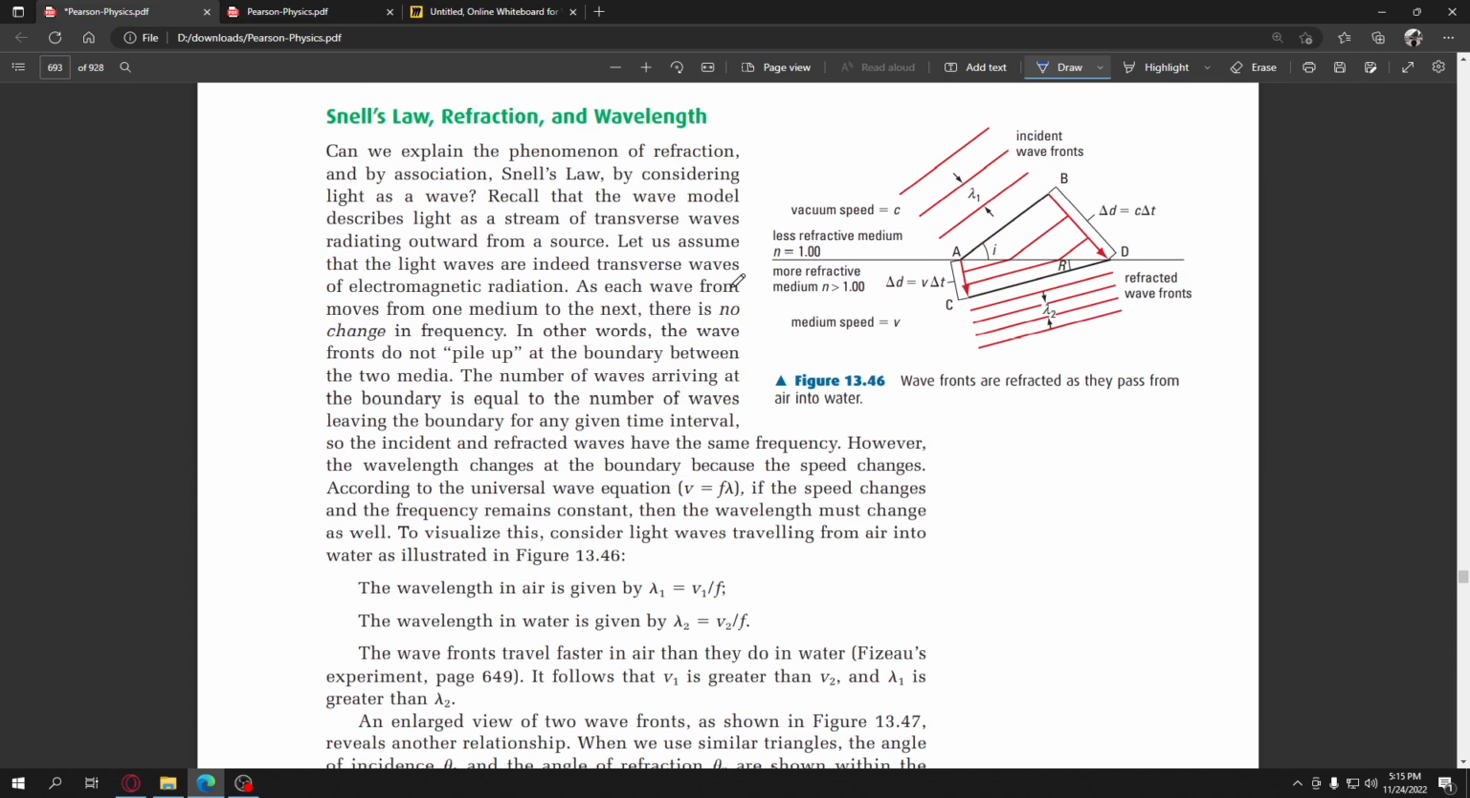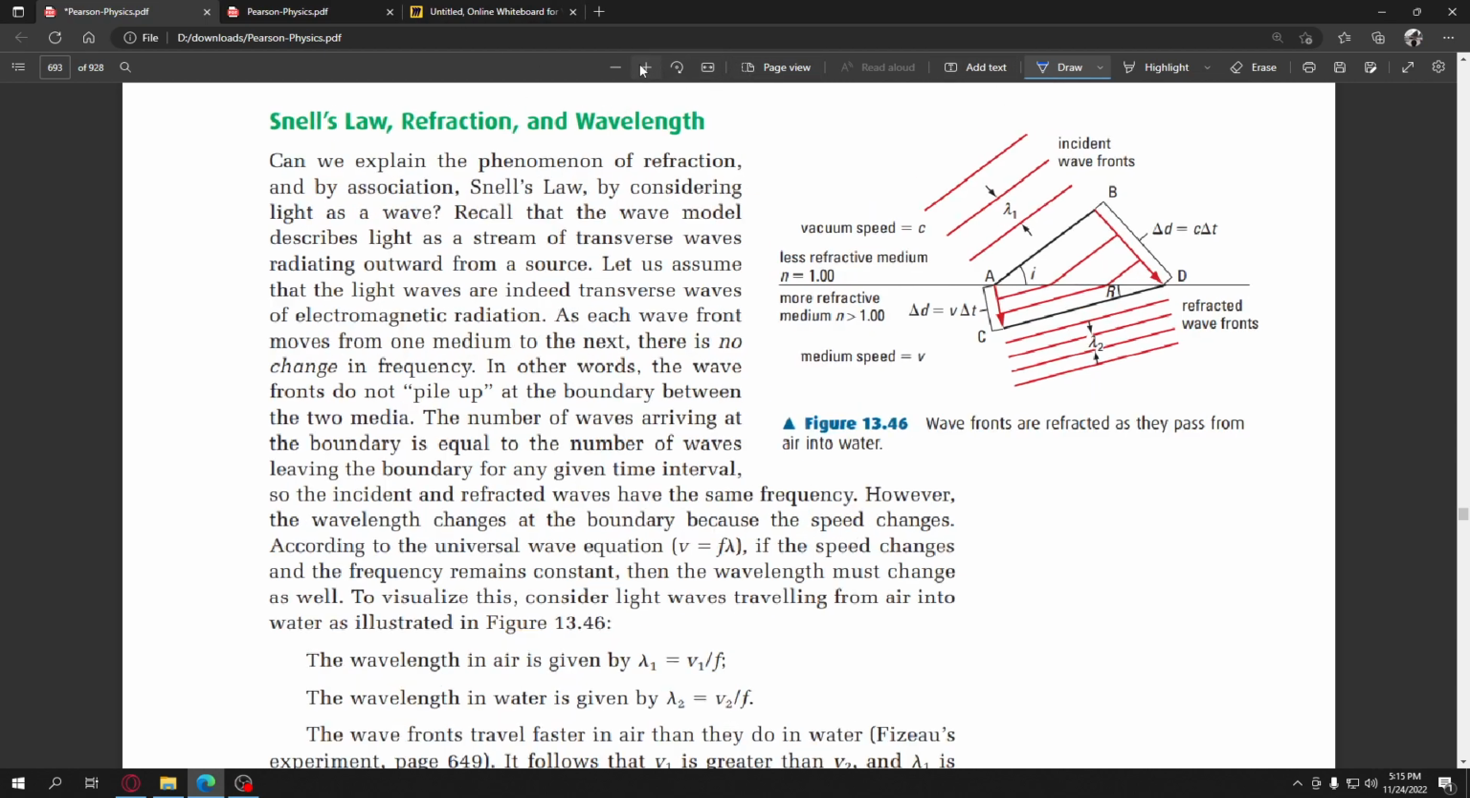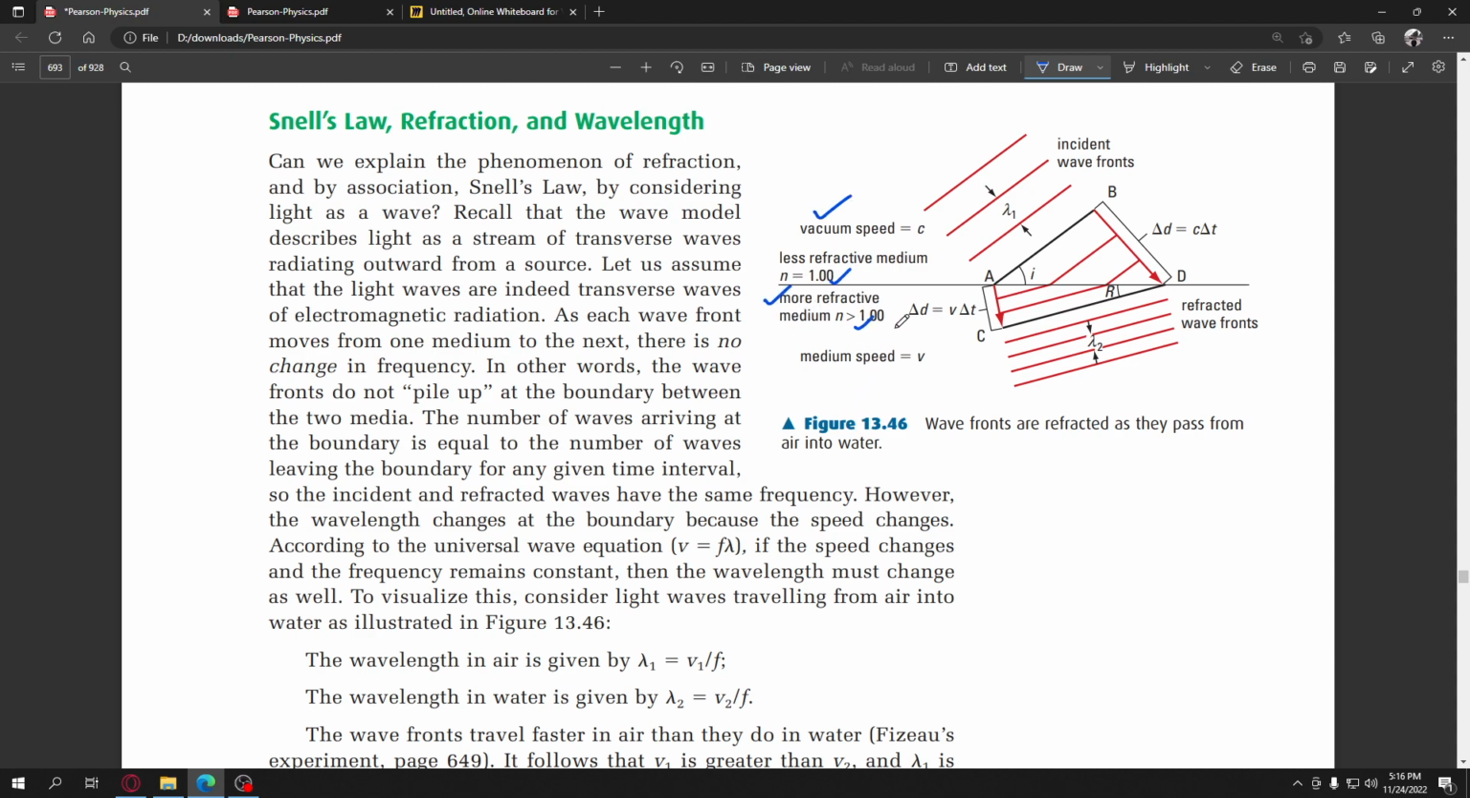Now we can also use Snell's law to understand how speed and other properties of a wave are affected due to refraction. If you look at this diagram, it is about wave fronts. I'm sorry, I'm still very sick. This diagram is about wave fronts. Now, it is going from vacuum to a more refractive medium, from 1.0 to something greater than 1.0.